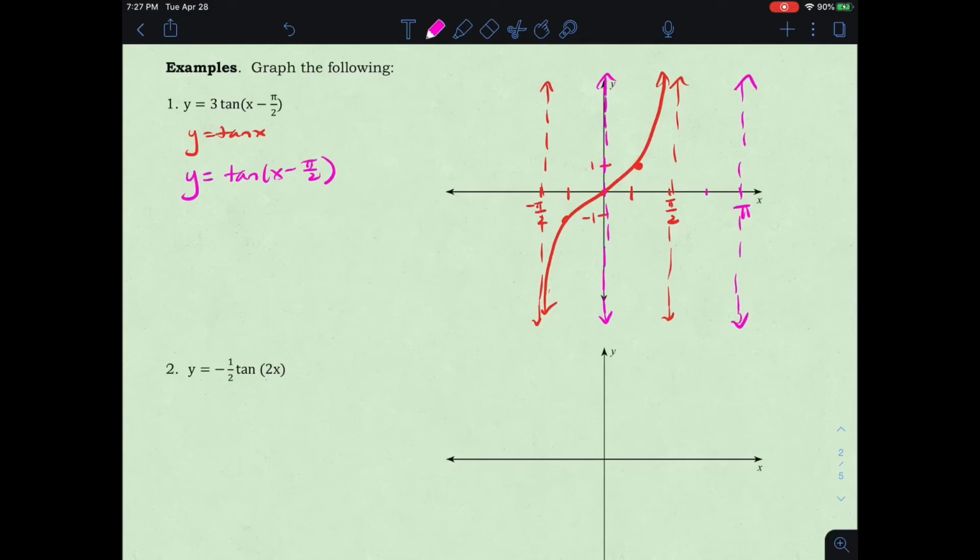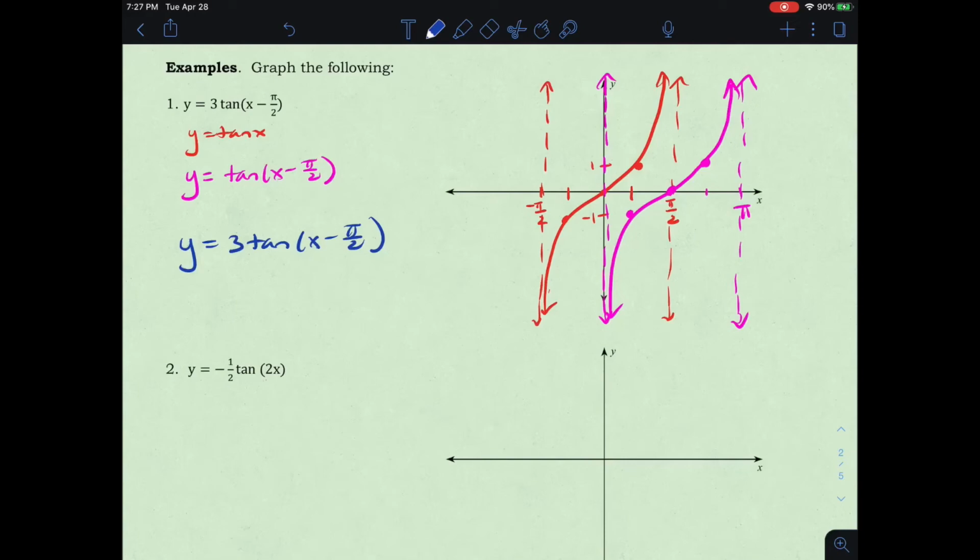And then from there, I can just take those 3 points, plot them out, and it'll look something like this. The last thing I want to do now is graph it with the 3 in the front. If you remember, that's just a vertical stretch by a factor of 3, which just means all we're doing is multiplying all the y coordinates by 3.